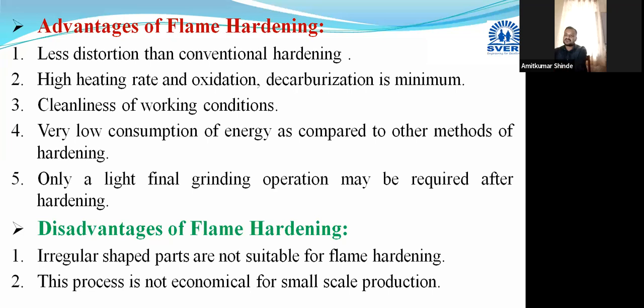What are the disadvantages of flame hardening? If a component has an irregular or complex shape, then we cannot properly heat that component with the oxyacetylene flame. This is a disadvantage. As far as the economical aspect is concerned, this method cannot be used for small scale production; it is uneconomical for small scale production. We cannot use it for irregular or complex shaped components, and it is helpful only for mass scale production. Then only it is economical, otherwise it is a very uneconomical method.